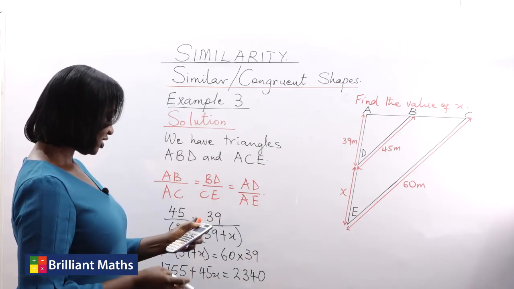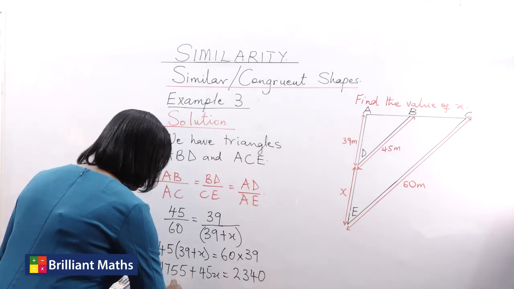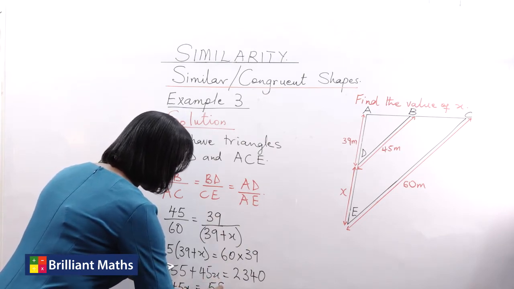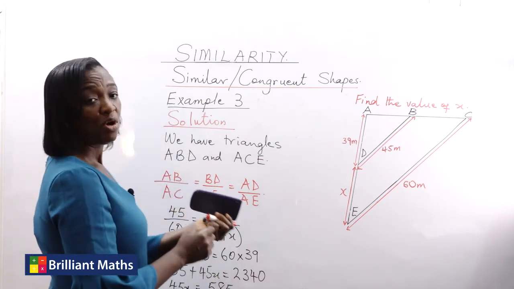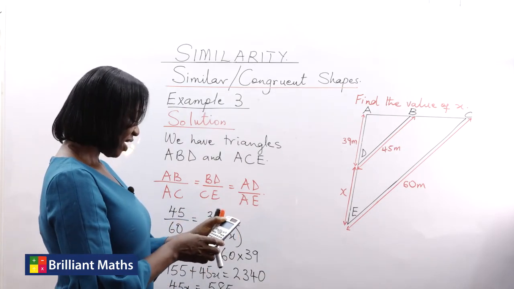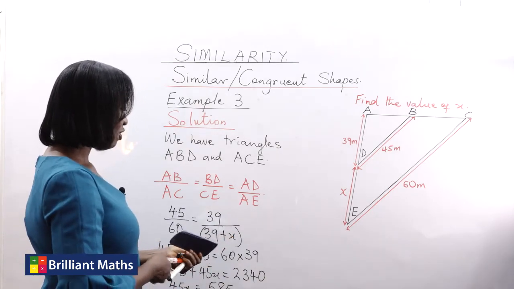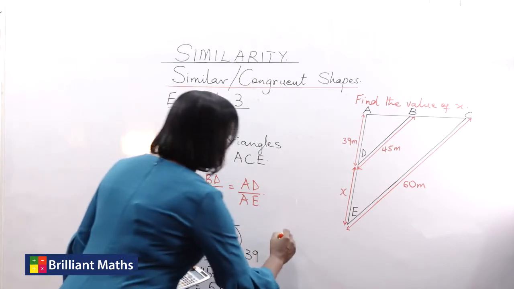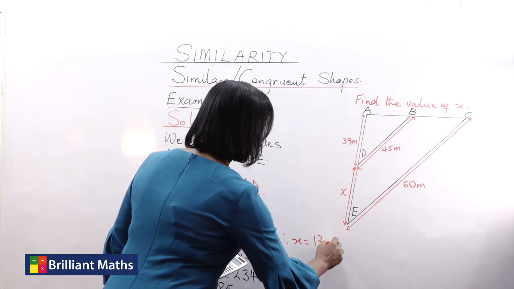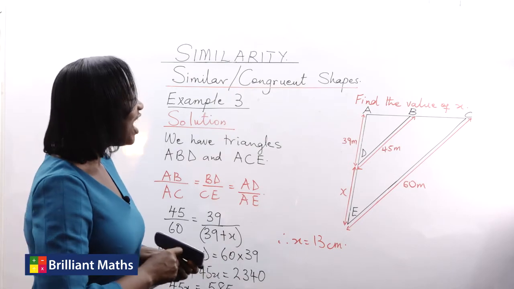And what would that give us? It will give us 585. So 45x is equal to 585. So what's the value of x? We divide 585 by 45, and that gives us 13. Therefore, x is equal to 13 centimeters.